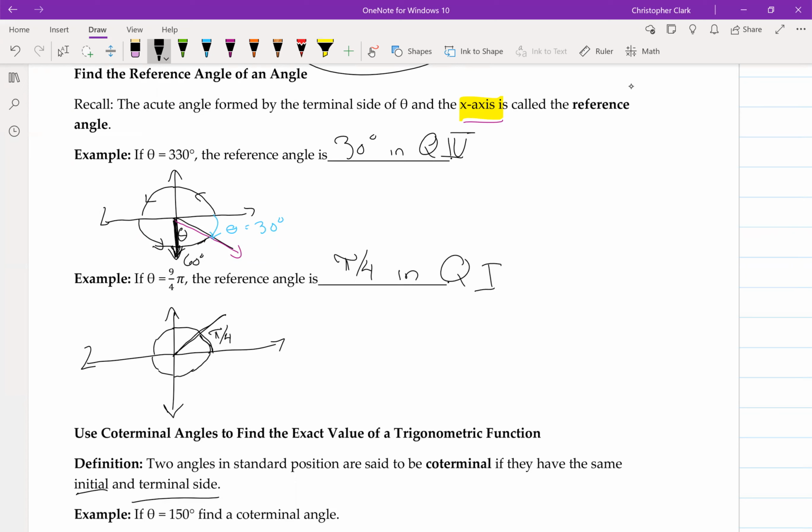So that means example 2 is perfectly fine because this, we go around once, we go around twice, and then we go another pi over 4. And so then the reference angle is with respect to the x-axis, which in fact is just this pi over 4. So example 1, I made the mistake of drawing the reference angle from the y-axis when it should be from the x-axis, but example 2 is correct.